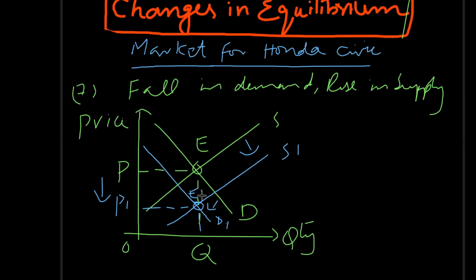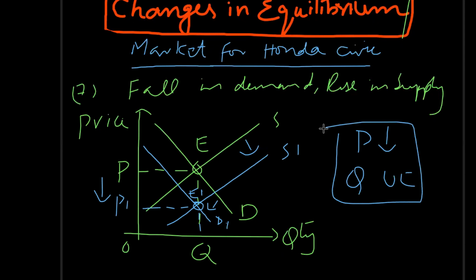So from this graph we can see that fall in demand and rise in supply of Honda Civic car will lead to fall in its price, but quantity traded will be uncertain.